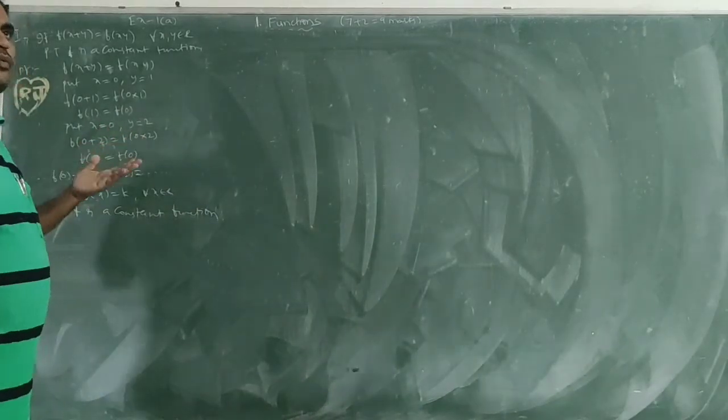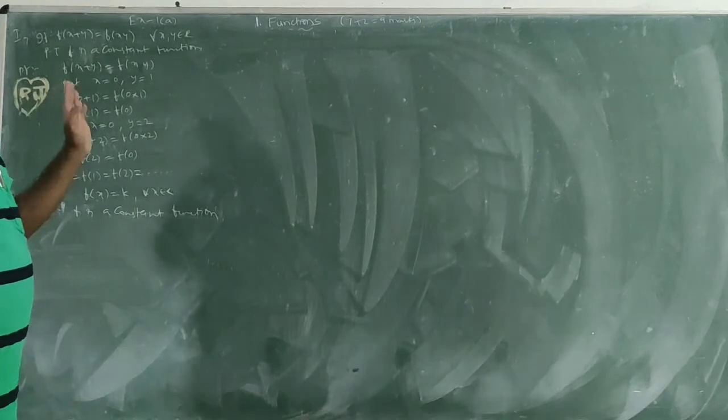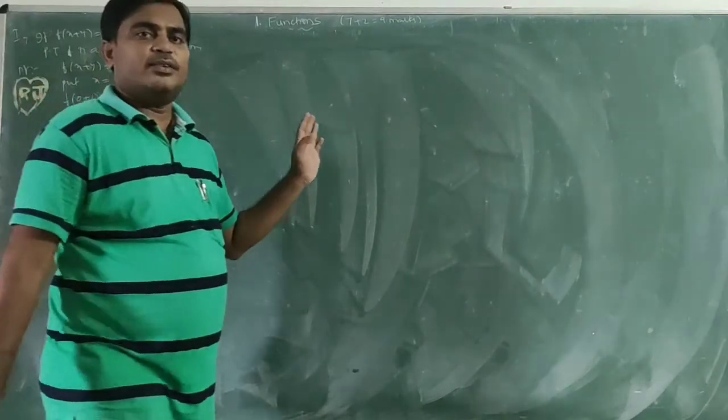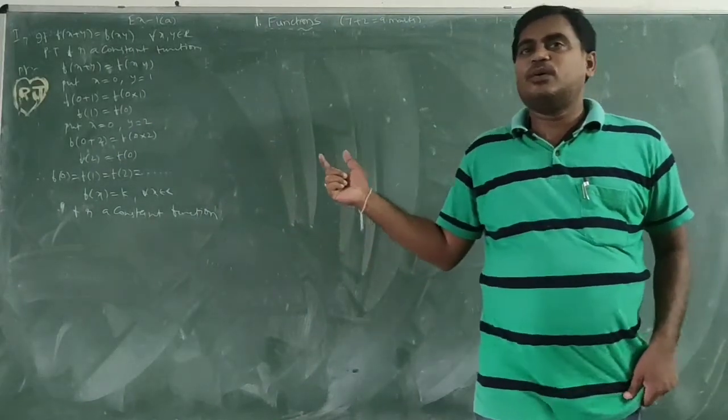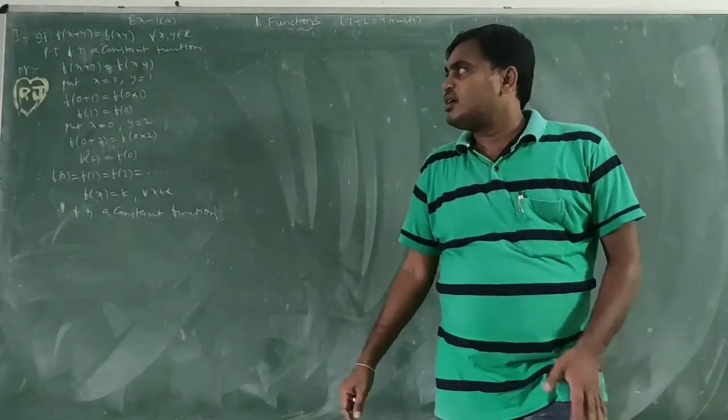So if we are substituting x equal to 0, y equal to 1, 2, 3, 4, whatever, f of 0 is equal to all the values. All the images are equal to f of 0. So it is a constant function.